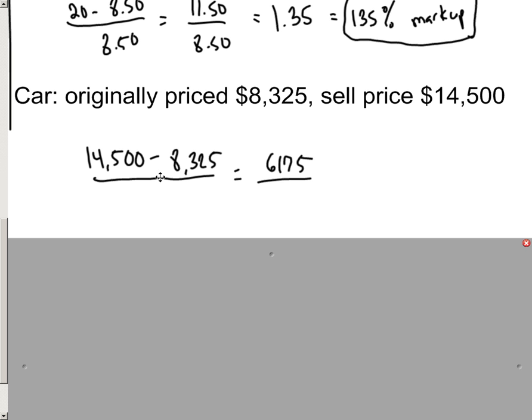Now, we always put the original cost on the bottom also. And that carries over here, and this gives us our fraction. So it's the amount of money that they marked the price up divided by the original cost to make the product. And this one, it's not as much, but it's still a nice healthy percentage. 74% basically is what it rounds to. So it's a 74% markup on the cost of that car.